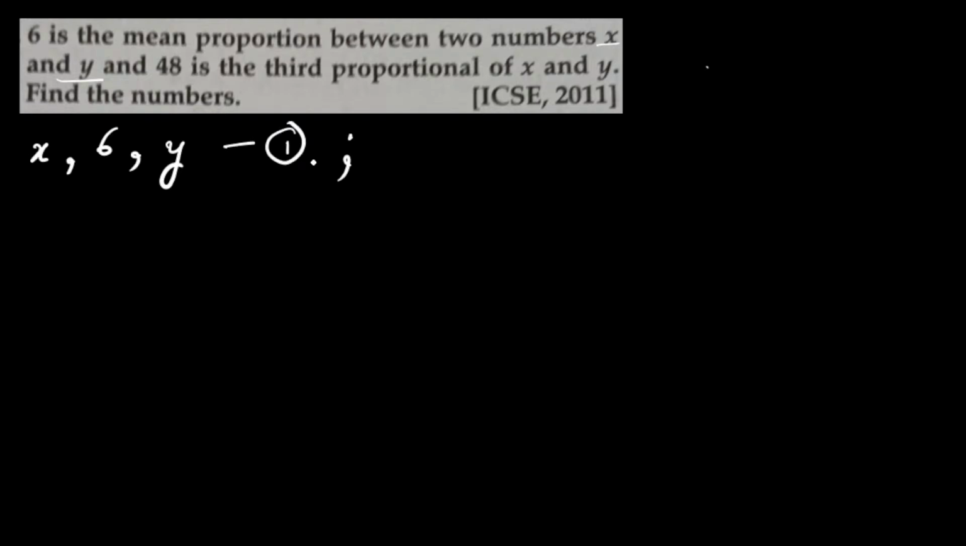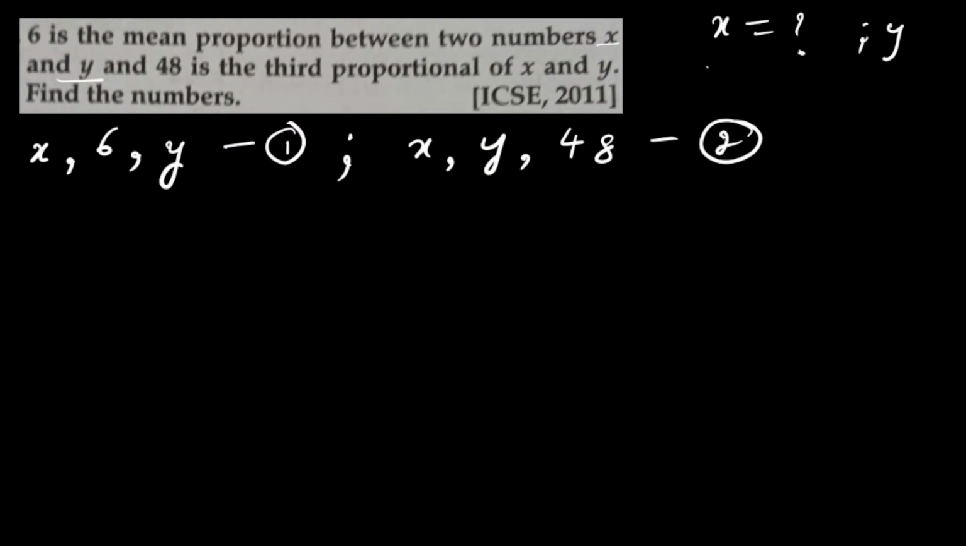Another given thing is that 48 is the third proportion to x and y. So now another situation is given to us, 48 is the third proportion. This is the second thing given to us. We have to find the numbers, that means we have to find x and y. So two given situations I will convert into equations now. Because we are talking about continued proportion, from here I'll get 6 square equals xy.